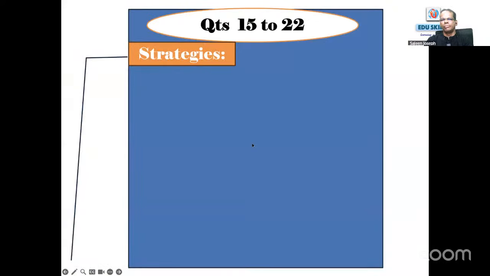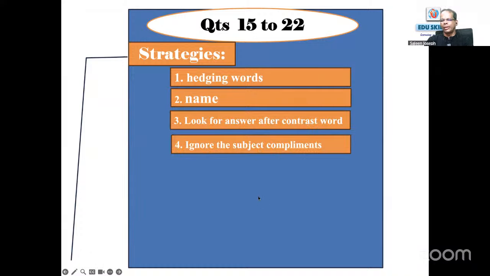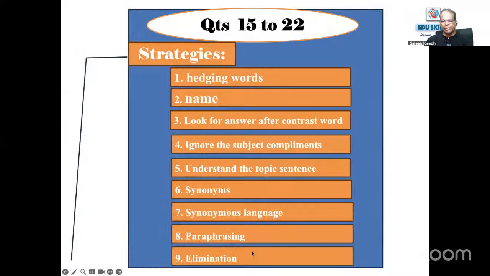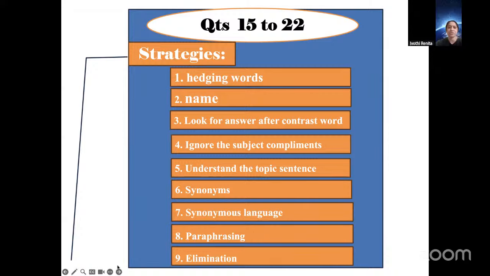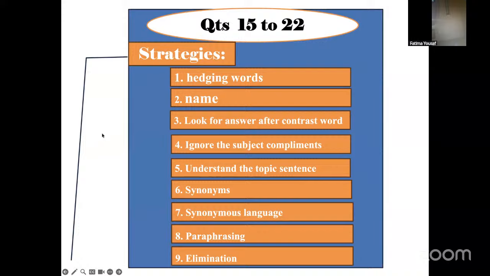And strategy is usually hedging words, name, look for answer after contrast word. Fourth one, ignore the subject complements, understand the topic sentence, synonyms, synonymous language, paraphrasing, and the last one I can't see. Who can read for me? Elimination. Okay, elimination. Sorry, my screen is a bit disturbing. Yes, these are the basic things you have to master. As we go on, we will think of it.